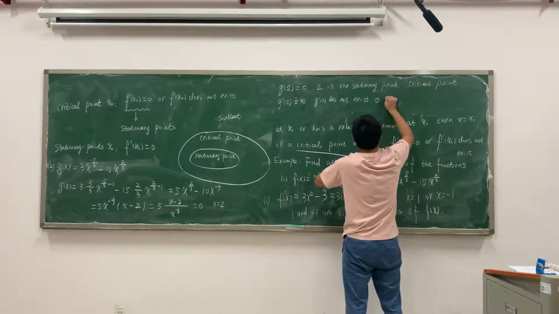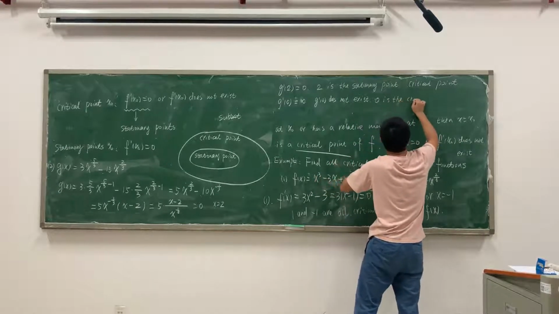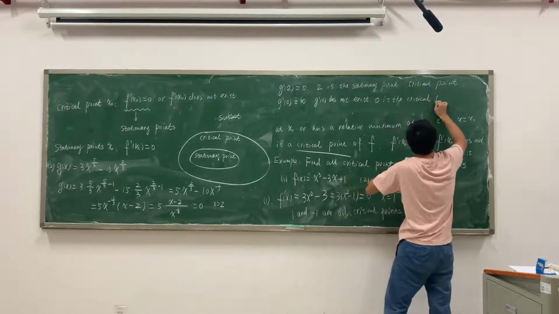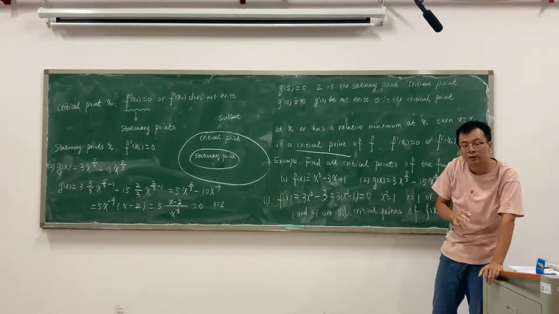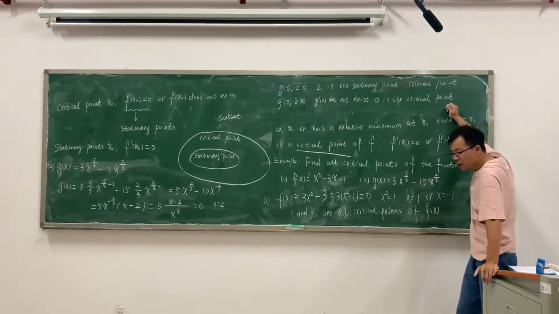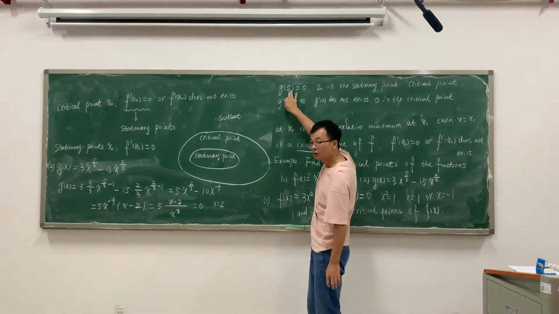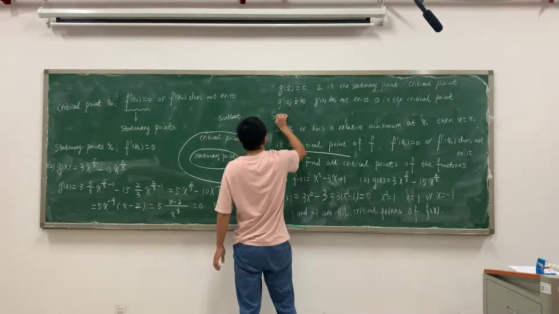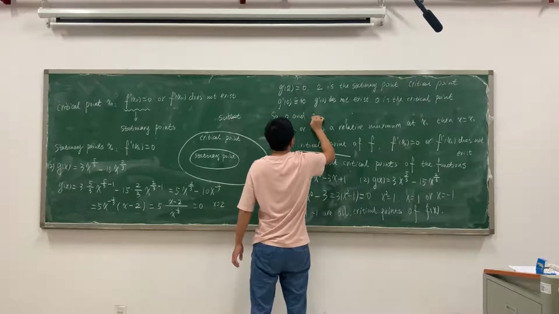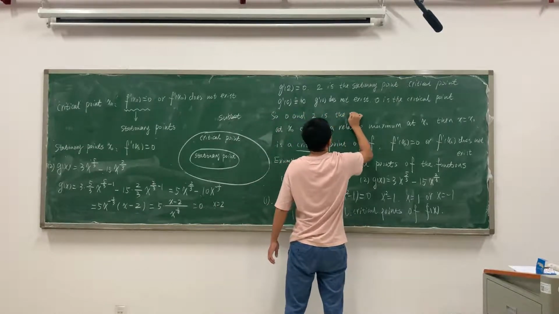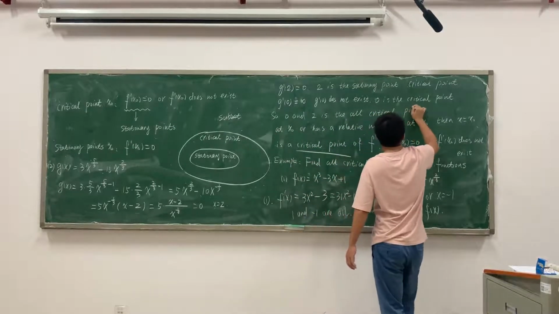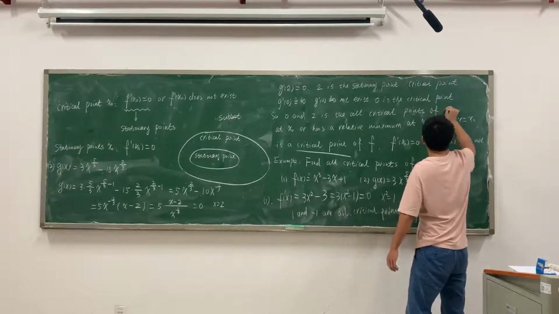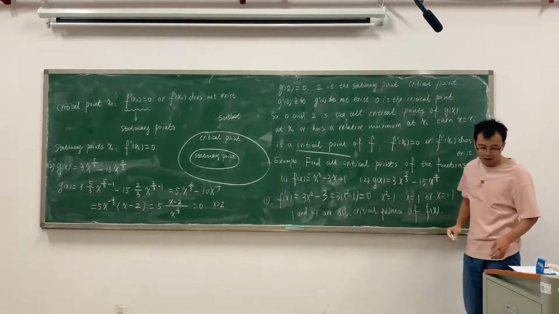So here means what? 0 is the critical point, but 0 is not the stationary point, okay? It's the critical point. So all the critical points are what? It's 0 and 2. So 0 and 2 are all the critical points of the function g(x).